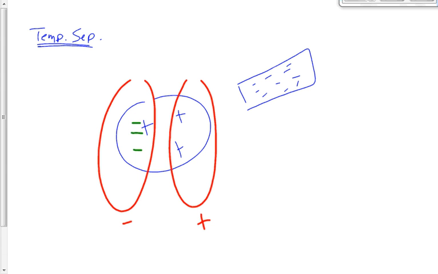Why do we call it a temporary separation of charge? What's the deal with that? Why don't we just say a charge separation?